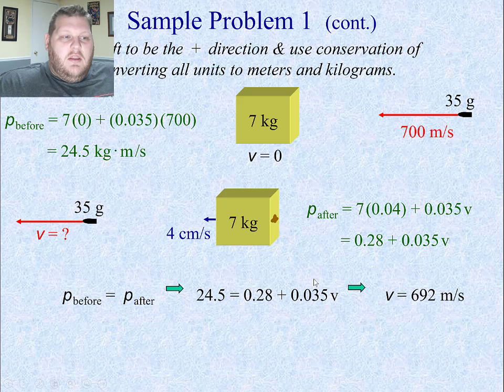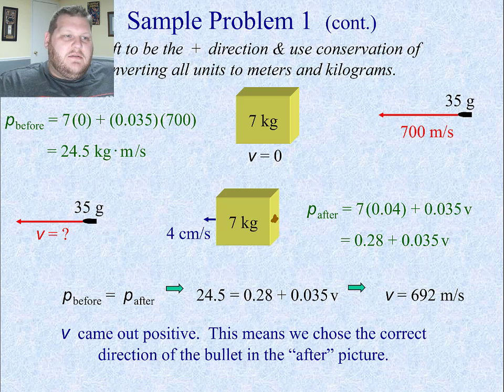So I know that before is equal to after, so then this 24.5 that was my momentum beforehand has to equal this that I just set up. So 0.28 plus 0.035 v. So I'd subtract, just like if I was solving a problem back in Algebra 1, I would subtract 0.28 from both sides first and then divide by 0.035 to get a velocity of 692 meters per second. So not a whole big change, because if you look at it, my velocity only decreased by 8 meters per second, but it's a big block of butter that we're firing into.